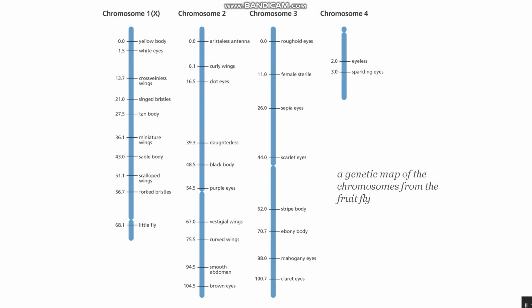Now we talk about the genetic map of the chromosomes from the fruit fly. In the fruit fly chromosome there are genes for the yellow body, the white eyes, the wings, the bristles, the tan body, the miniature wings, and the sable body. Those are all present there, and there are recombination frequencies between them. A very small distance between two genes shows just 1.5 recombination frequency, and about 1.5 to 13.7 means a long distance between them.